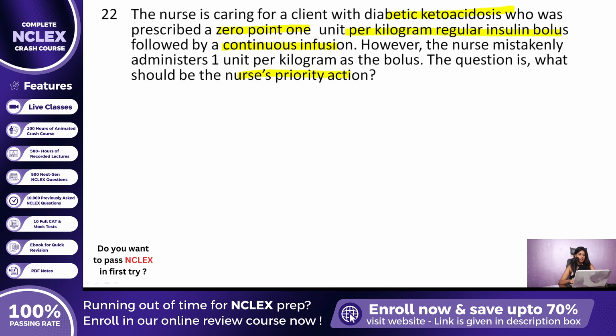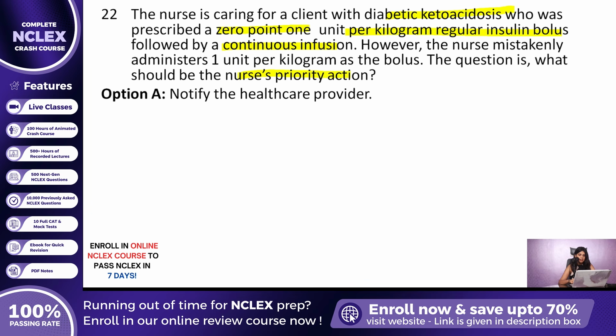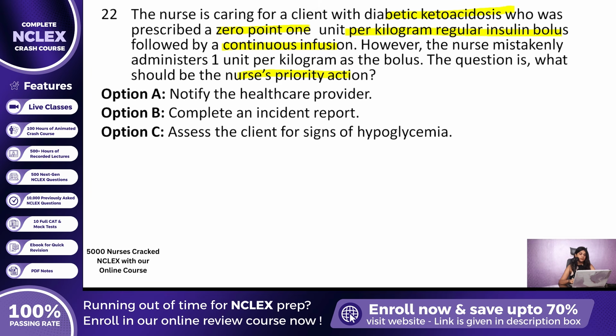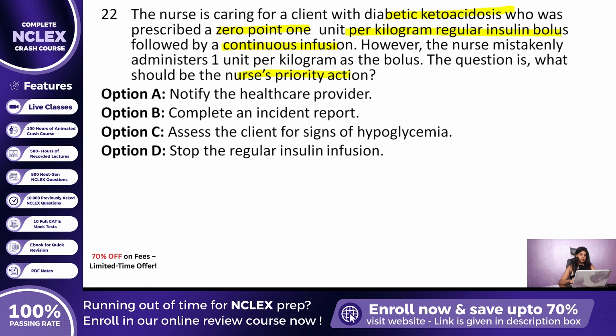The options are: Option A, notify the healthcare provider. Option B, complete an incident report. Option C, assess the client for signs of hypoglycemia. Option D, stop the regular insulin infusion. The correct answer is Option C, assess the client for signs of hypoglycemia.